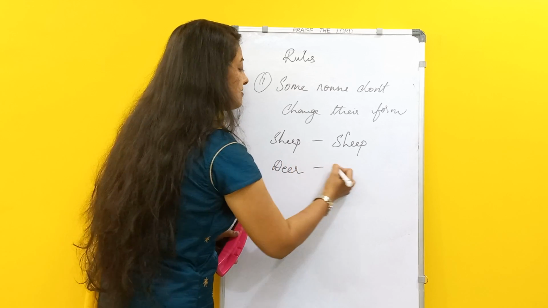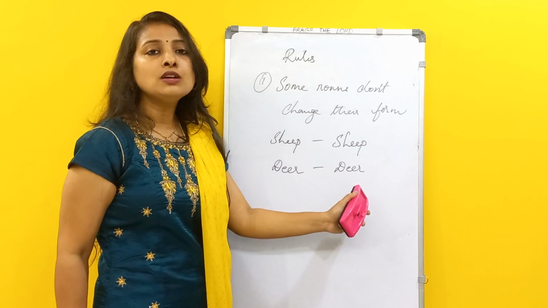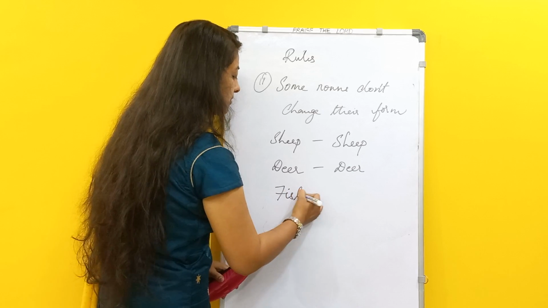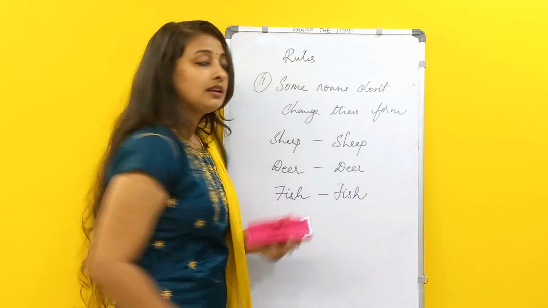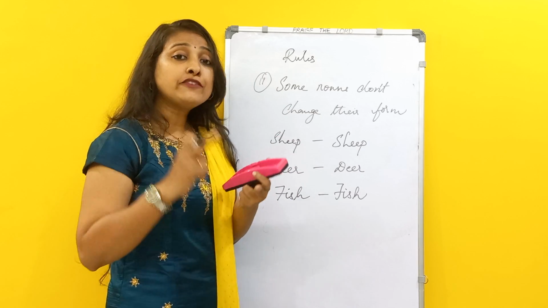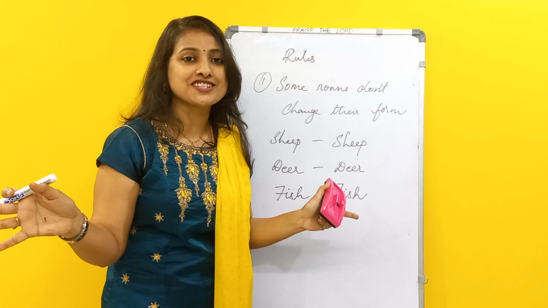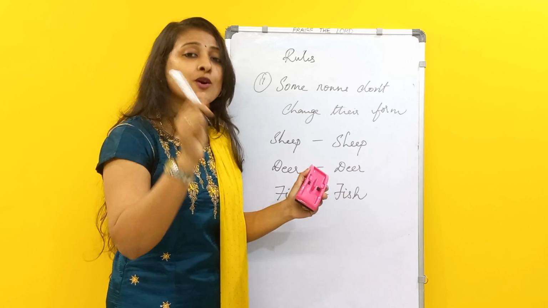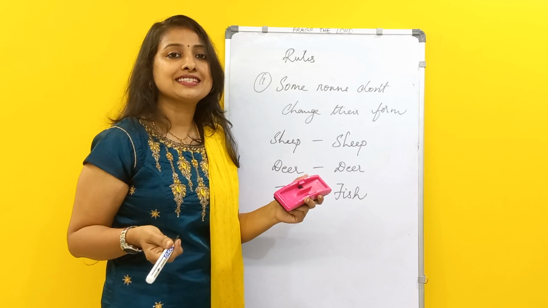Similarly, deer. Deer is also the same. In deer, singular and plural are the same. Fish is also the same. You might say we'll be using fishes. That fishes is for various varieties of fish. If it belongs to the same group of fish, you will be calling it fish only. You won't be saying the plural as fishes.